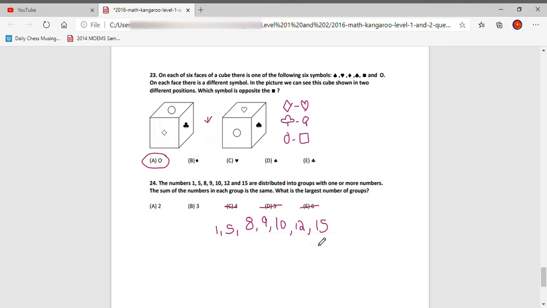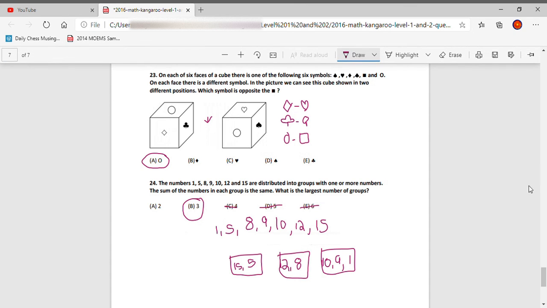So let's try it out. We can have 15 and 5, so 20. Then we can have 12 and 8, that's also 20. Then we can finally have 10, 9, and 1, that's also 20. So that means the answer for number 24 is B. 3 is the most. So instead of randomly using guess and check, we can eliminate 3 options, making it easier even if we want to use guess and check for A and B.